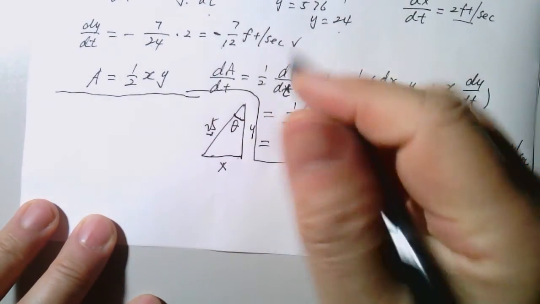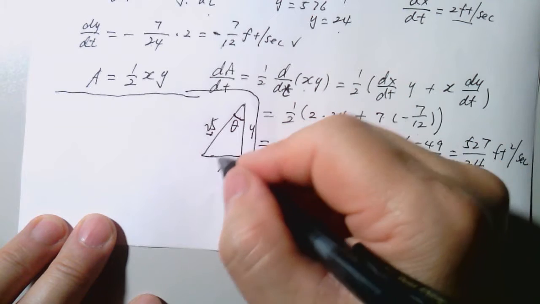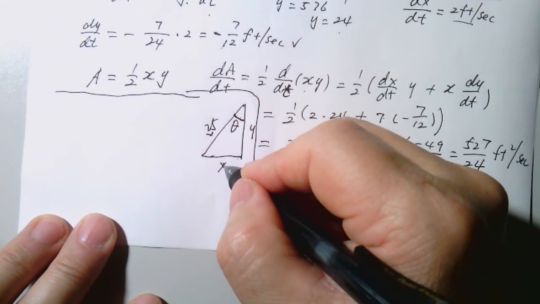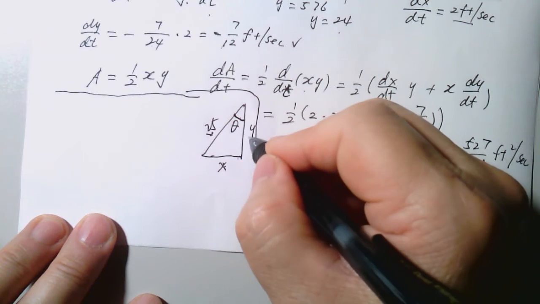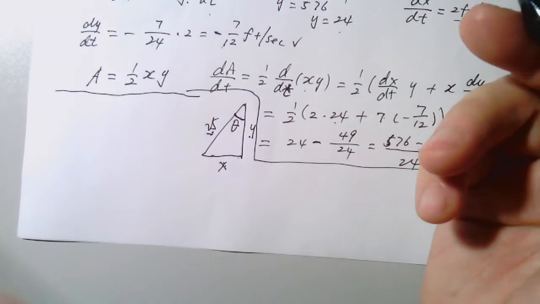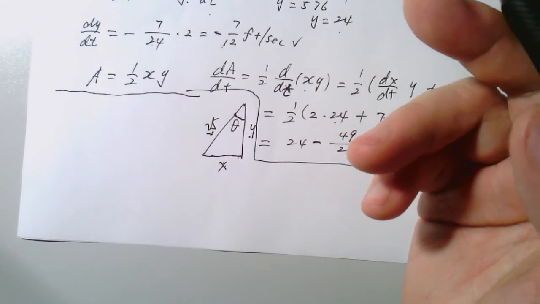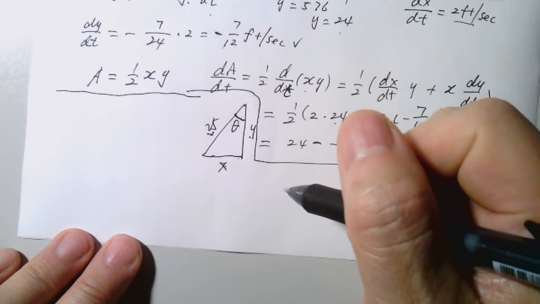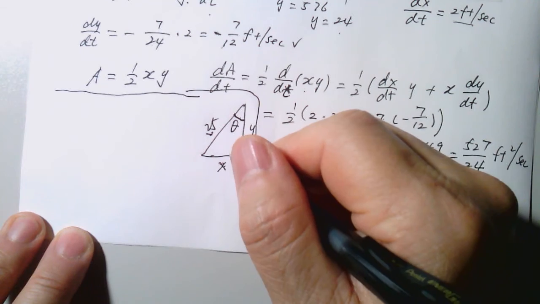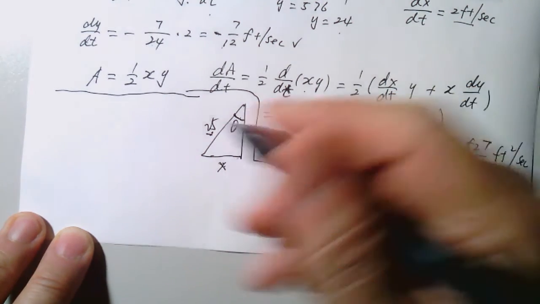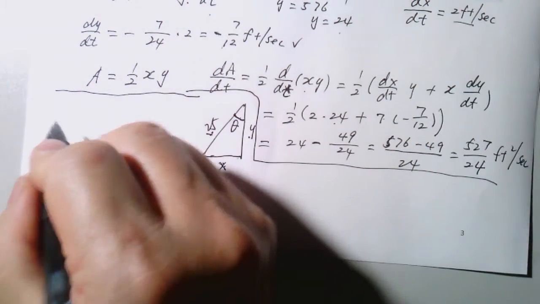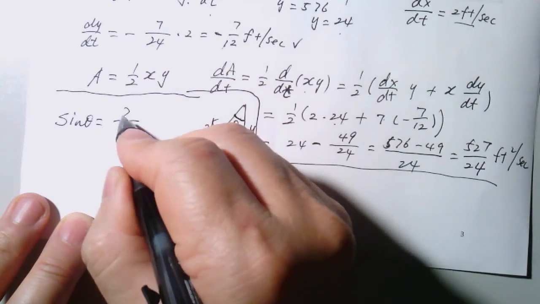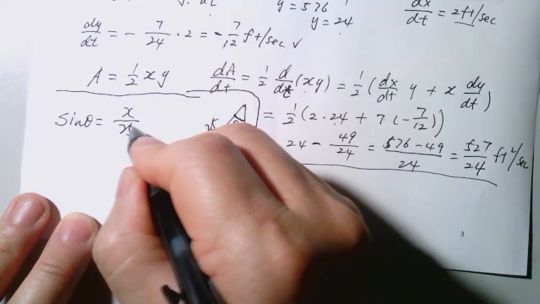We don't prefer to use tangent, because tangent you're going to have x divided by y, opposite divided by adjacent. So then if you take the derivative, you have to use the quotient rule, because you have to use both x and y there. But when we use sine, you only get one x there. So you don't have to use the quotient rule. So here, I have sine theta equals opposite, which is x, divided by hypotenuse 25.